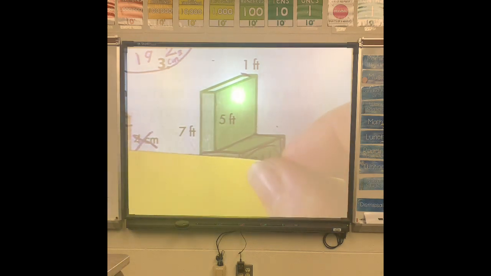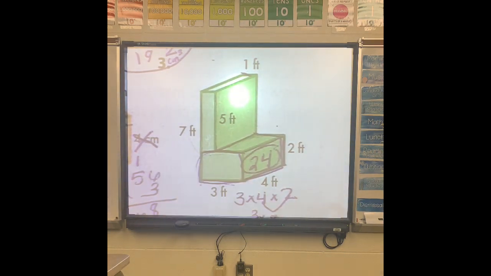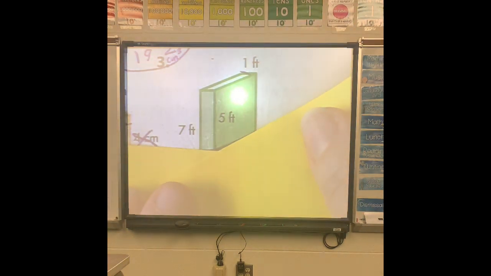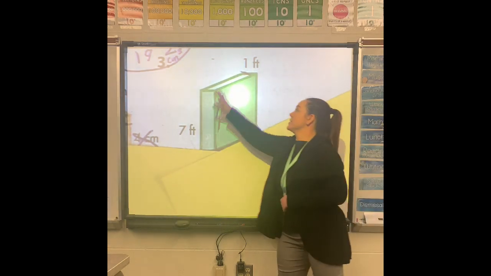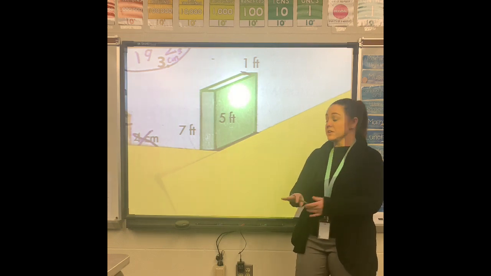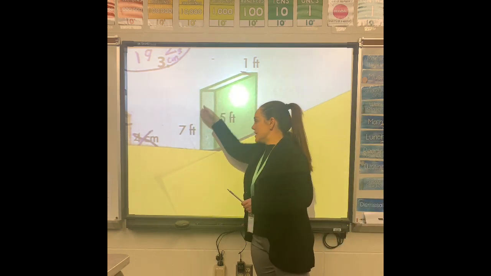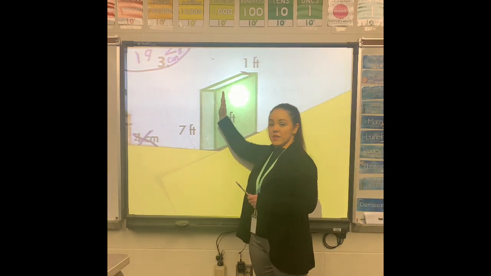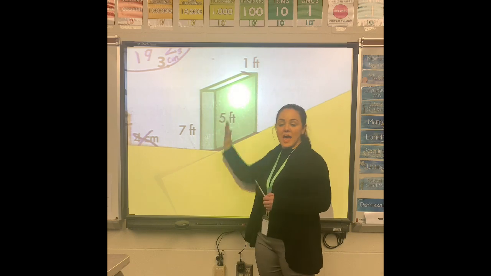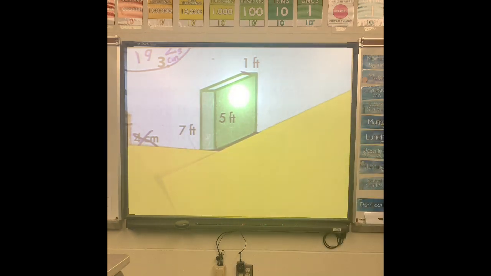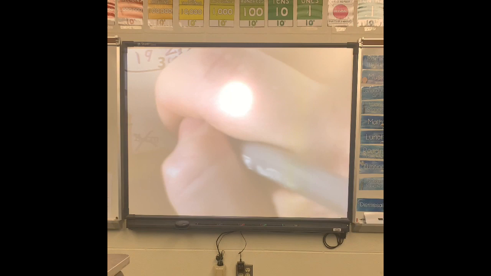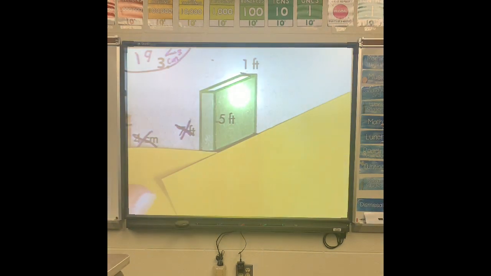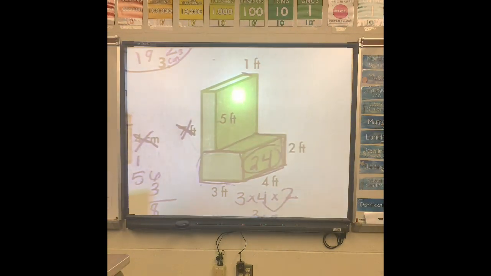Now let's look at this top shape. Notice I've already used this, so that's why I'm covering it up. Mistake number 1: kids are going to do 7 times 1 times 5. That is not correct. This 7 represents the entire height, but this 5 represents the height right here. That's the only height I'm concerned about. I'm not concerned about that 7. I can guarantee that a lot of kids are going to do 7 times 5 times 1. That is not correct.